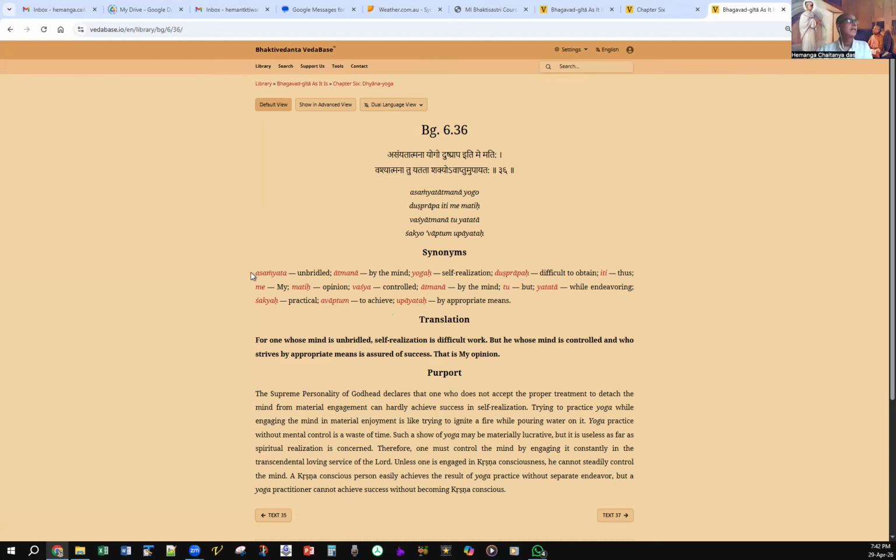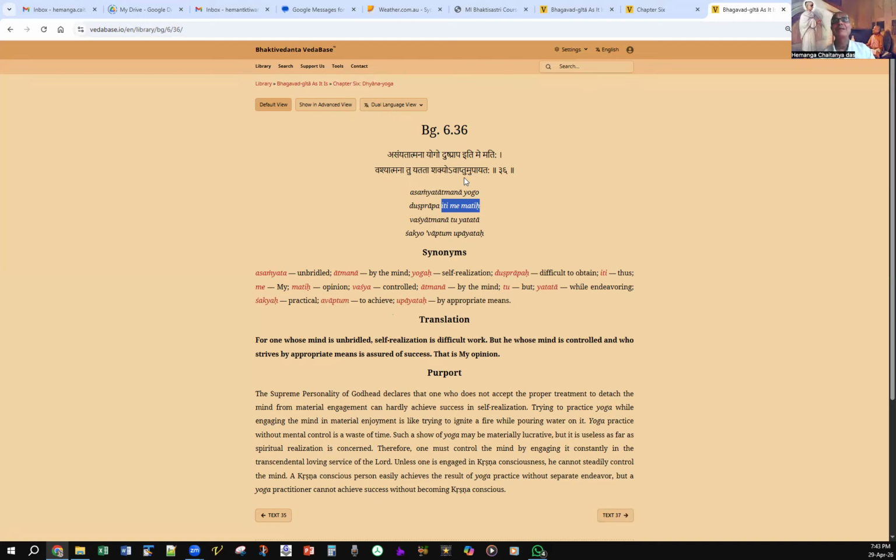So asamyata, unbridled, uncontrolled. We have used this word sanyam many, many times in this chapter at least. So atmana refers to mind. Yoga refers to connection. So for an uncontrolled mind, yoga is dushprapa. Prapti means achieving; dushprapa means not able to achieve. So if your mind is uncontrolled, unbridled, doing yoga will be very, very difficult. Iti me matih: mati means my opinion. Now, Krishna is the Supreme Personality of Godhead. He has full right to say, this is how it is.